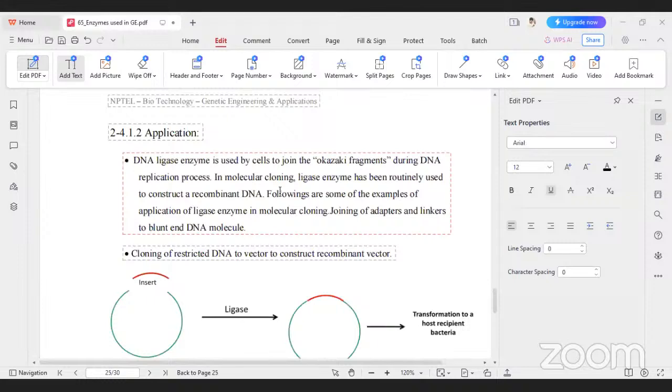Application: the DNA ligase is used in cells to join the Okazaki fragments in the DNA replication process. In molecular cloning, ligase is routinely used in the construction of recombinant DNA. Following are some example applications of ligase enzymes in molecular cloning: joining adapters and linkers to blunt ends. First of all, what is an Okazaki fragment?